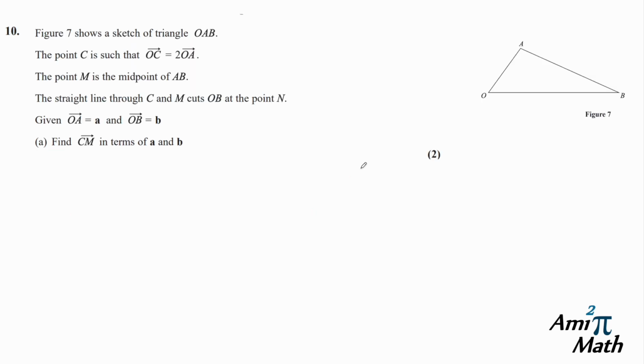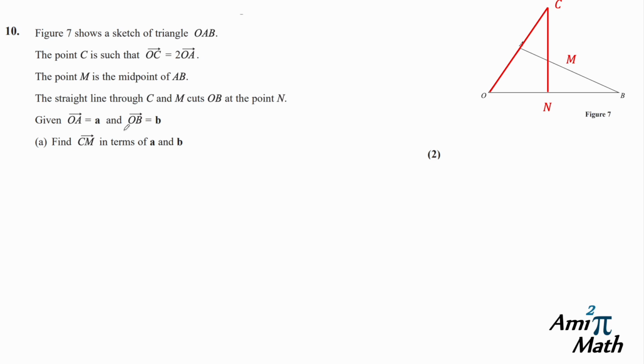Okay, question number 10. Figure 7 shows a sketch of triangle OAB. The point C is such that OC is 2OA. So this is our distance O to A here, and we need to find out what point C is, and that's 2OA. Imagine this is 1 OA, and this is 2 times OA, and that's your C value. The point M is the midpoint of AB. This is AB here, and M is the midpoint. The straight line through C and M cuts OB at point N. So this line here will cut through OB at point N.